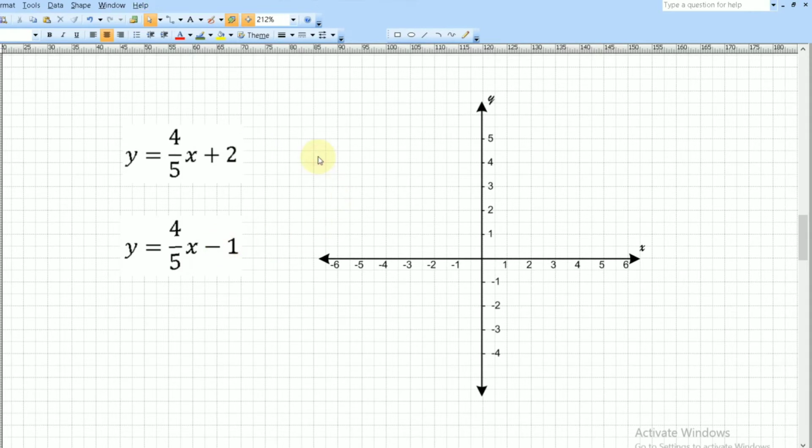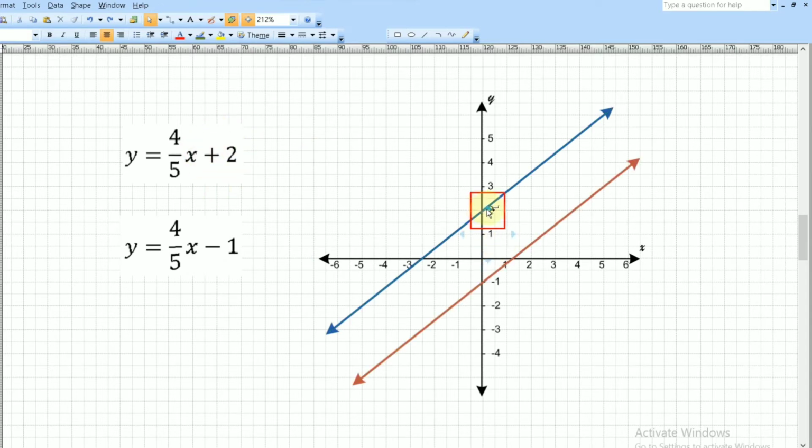So let's graph these two functions. This is the first one, this is the second one. The first y-intercept is 2 and the second y-intercept is negative 1. Since they are parallel to each other, we have an inconsistent case, right? Inconsistent equations. Since we have inconsistent equations, there will be no solution because they don't intersect each other, if we are talking about linear equations.